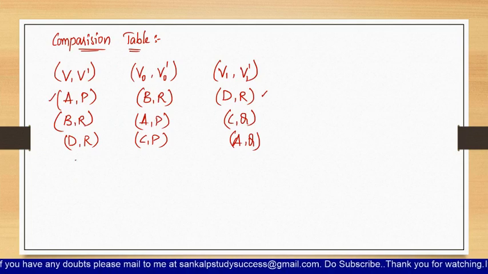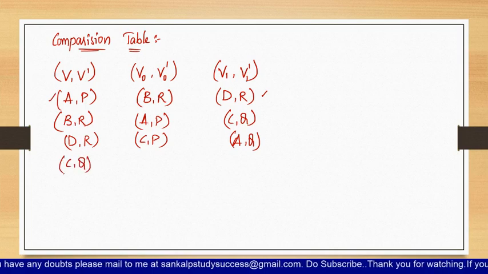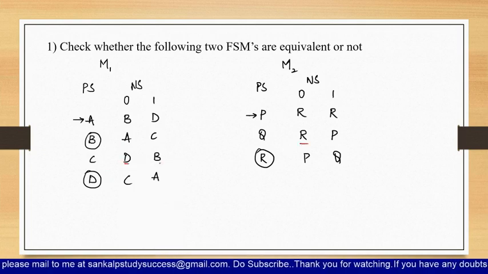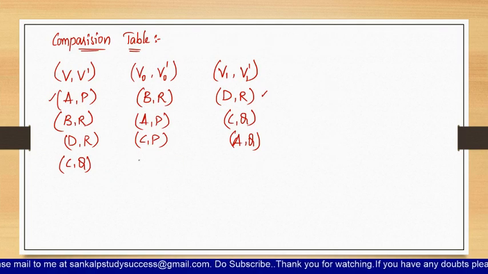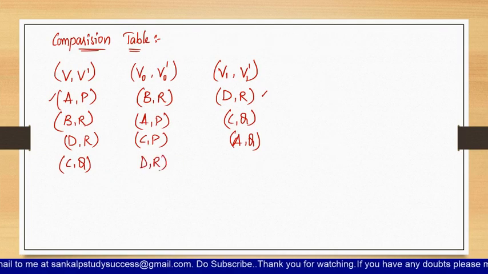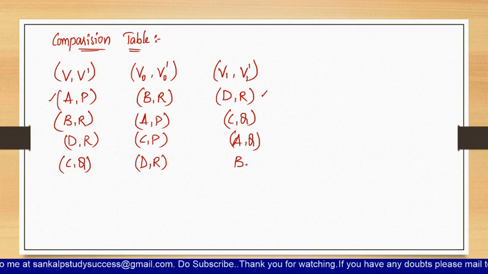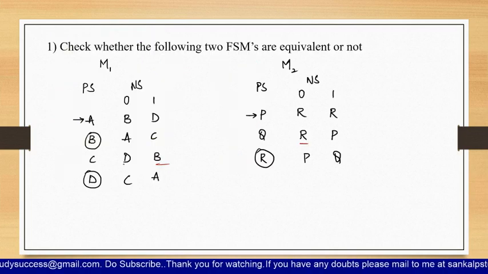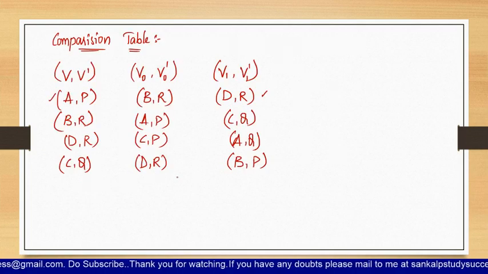So continue with CQ. For CQ, if you apply 0 and 1, what happens? For C and Q, you get DR and BP. Now let us check whether DR and BP are both final or both non-final states. D is a final state, R is a final state, so no problem here.